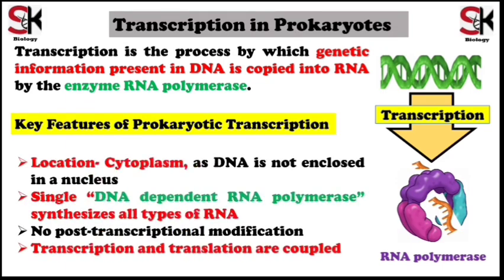The site of transcription in bacteria is the cytoplasm, as DNA is not enclosed in a nucleus. The second feature is that only one enzyme, DNA-dependent RNA polymerase, can synthesize all types of RNA in prokaryotes. No post-transcriptional modification is required in prokaryotes. That is, after production of RNA, it is not modified.